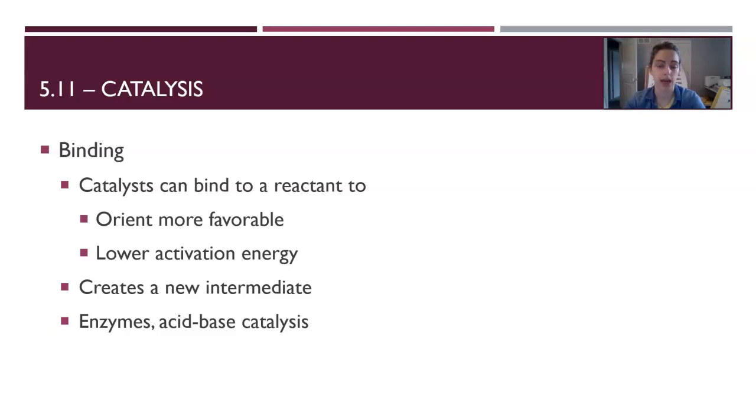So catalysts can sometimes bind in order to force the particle to orient in a way that is more favorable, or it can bind to lower the activation energy. This creates a new intermediate, so a different intermediate than the reaction if there was no catalyst. A common example of this is enzymes. Enzymes involve binding to provide a more favorable orientation, and we also see this in acid-base catalysis.